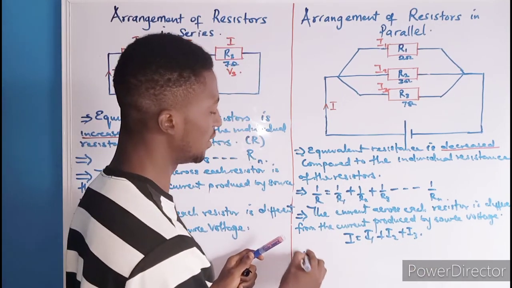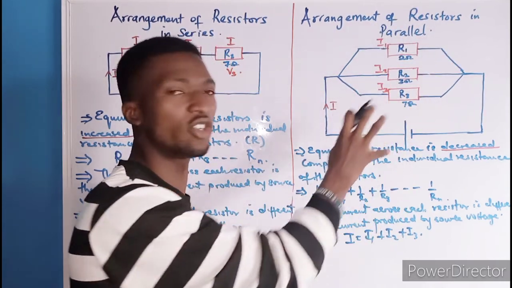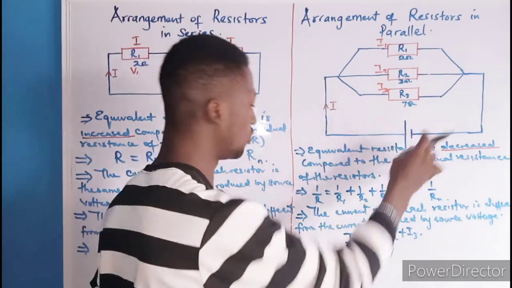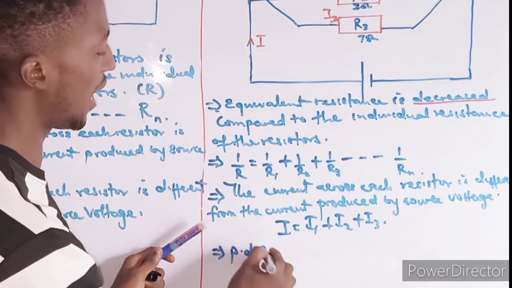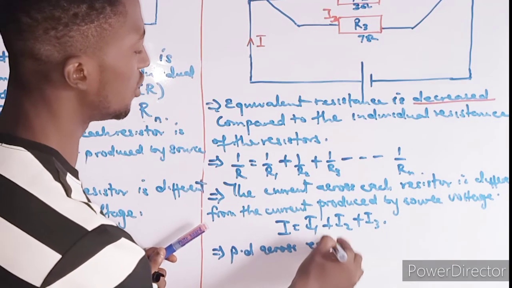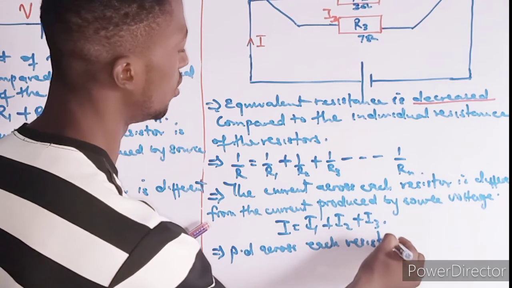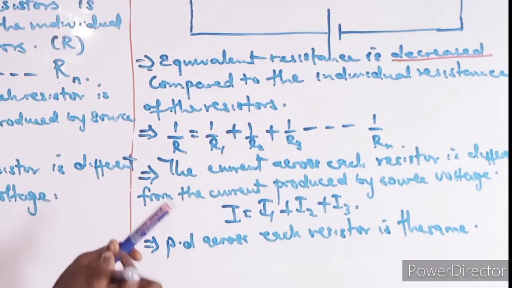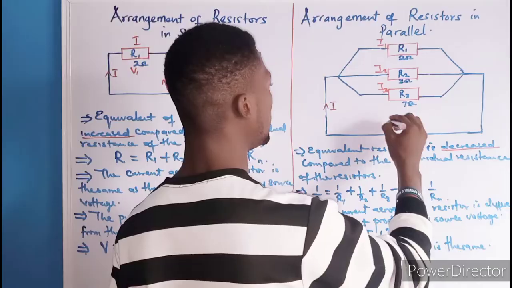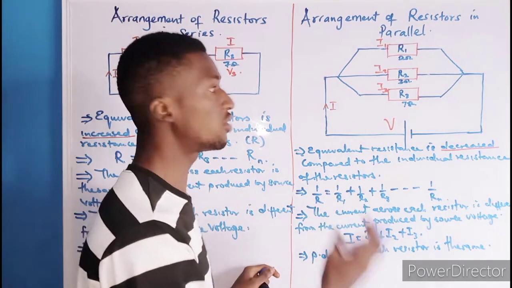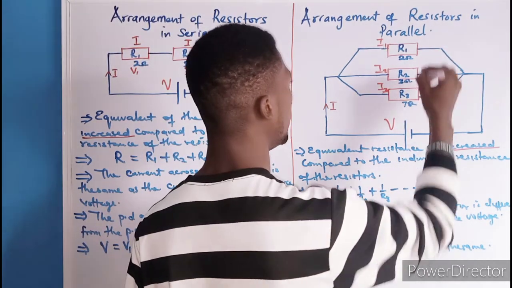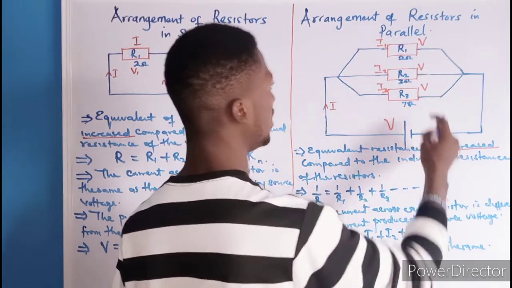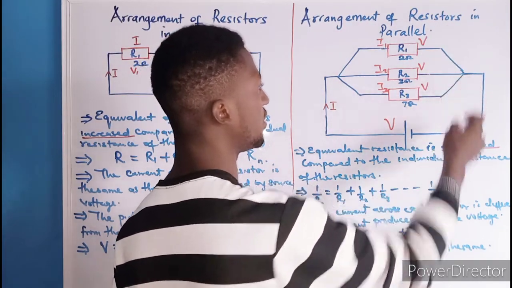Then the last one is that the potential difference across each resistor is the same as the potential difference produced by the source voltage. So the potential difference across each resistor is the same. If V is produced by the source voltage, it will be the same as the V here, and the same as the V here. So there's no need for me to indicate V1, V2, V3.